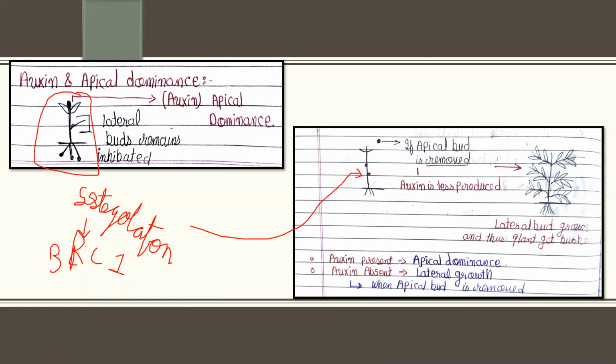And with the help of strigolactone, auxin induces apical dominance in a plant. But when auxin is removed, no strigolactone is produced and no BRC gene is produced, and thus the lateral bud is not inhibited, and we can see the lateral growth in the plant.